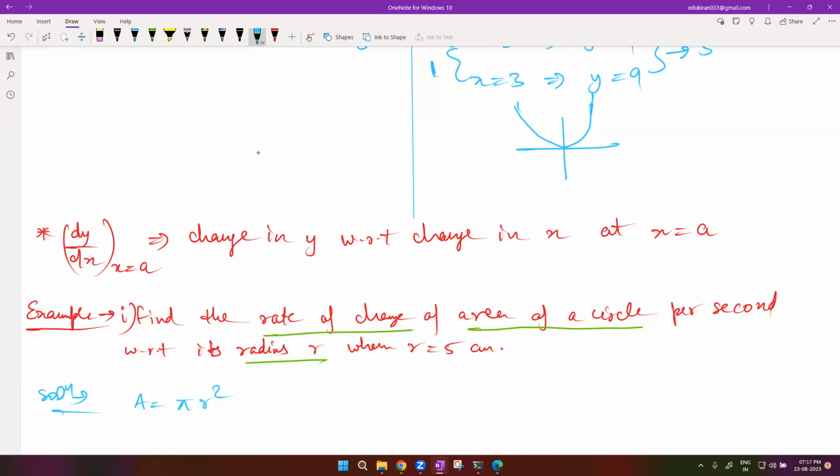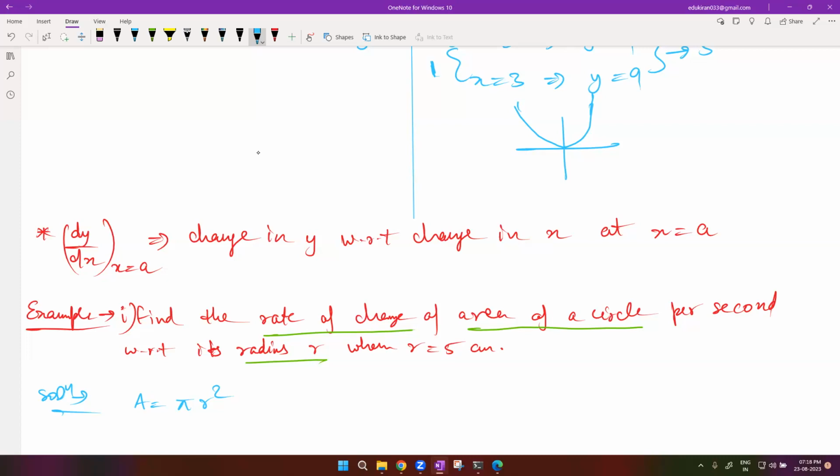Per second, no, the question is actually wrong. It cannot be per second.